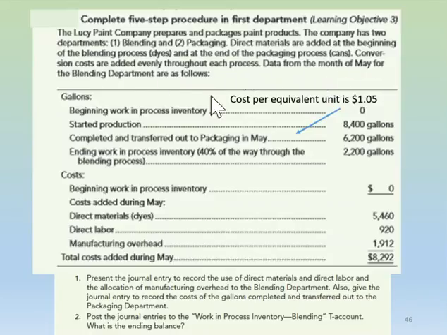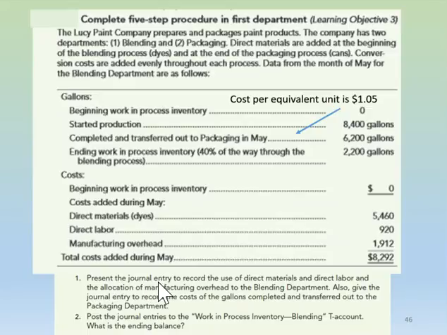Data from the month of May for the blending department is as follows. So we've got beginning work in process. 8,400 gallons are started into production. 6,200 were completed and transferred out to packaging. And then ending work in process is 40% complete. The costs right now, this is for blending. The beginning work in process inventory is 0, costs added, direct materials, direct labor, manufacturing overhead, so total costs.